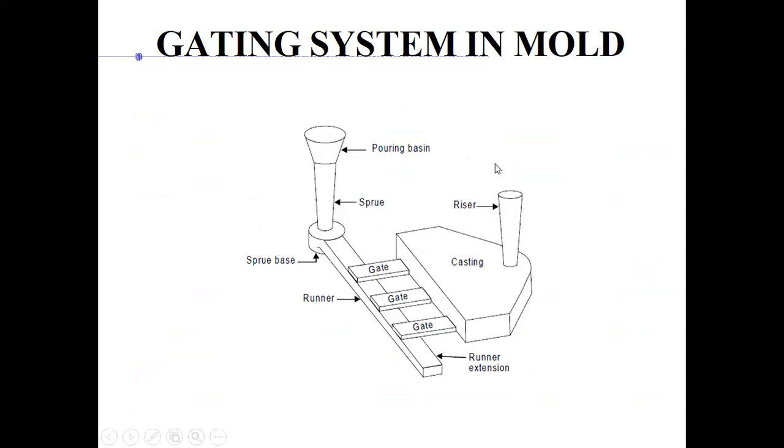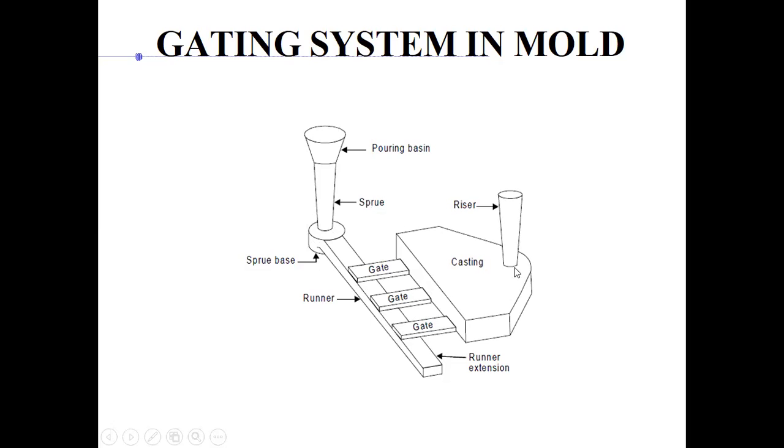So a typical casting setup would look like this, right? The sand is not there, but the sand encloses all of this. So start from the pouring basin. As we know, molten metal is poured into the sprue. It goes to the sprue base, and then the runner, right? This straight channel is your runner, and then there are multiple gates. Usually there is one gate for a small casting, but multiple for big castings.